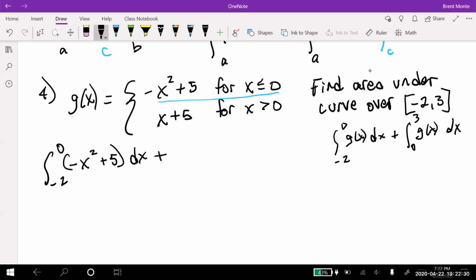And then I'm going to add to that, starting at 0 and going all the way to 3, the end of our interval, the other piece. Because 0 to 3 is obviously greater than 0. So I'm going x plus 5. And we don't have to worry about 0 itself, because at 0 itself, that's just a line, has no area. So we don't have to worry about the inequality as far as the area goes. And I'll show that when I draw the picture. But for that piece, I'm just using the x plus 5.